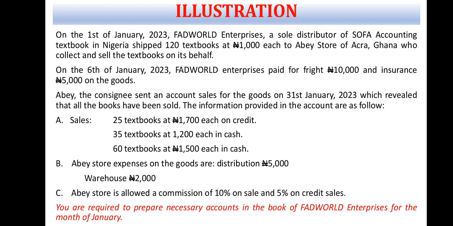In the next lesson, I will be taking an illustration on consignment account, where we will be looking at Fadward Enterprises, a sole distributor of sofa accounting in Nigeria, and its agent Abestor in Accra. We will be preparing the consignment account on this particular question and see how it will appear in the books of the consignor.